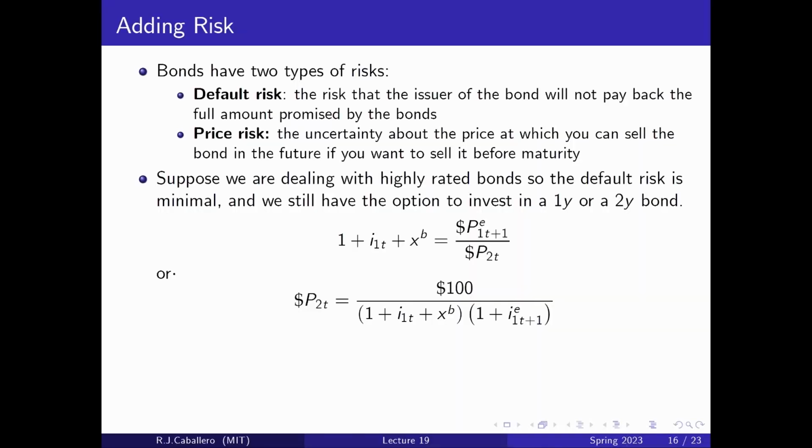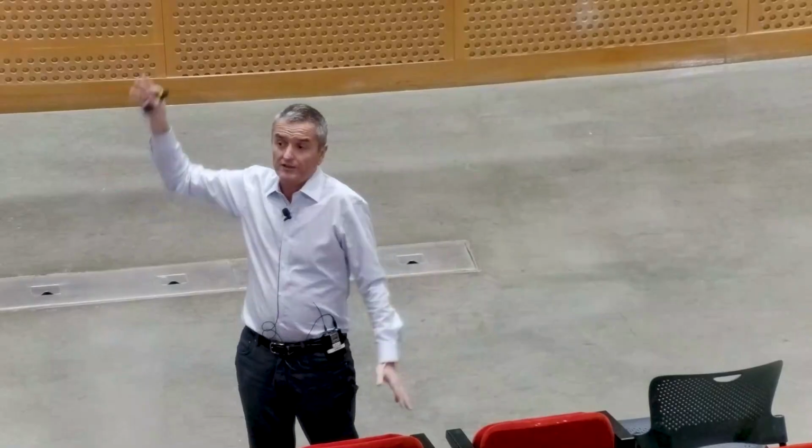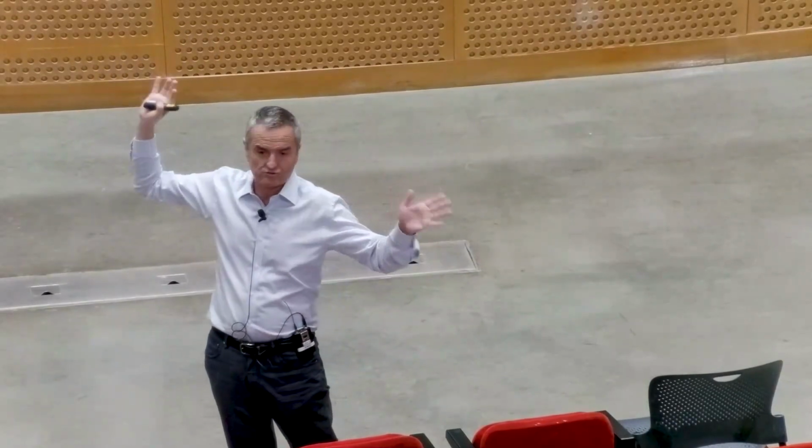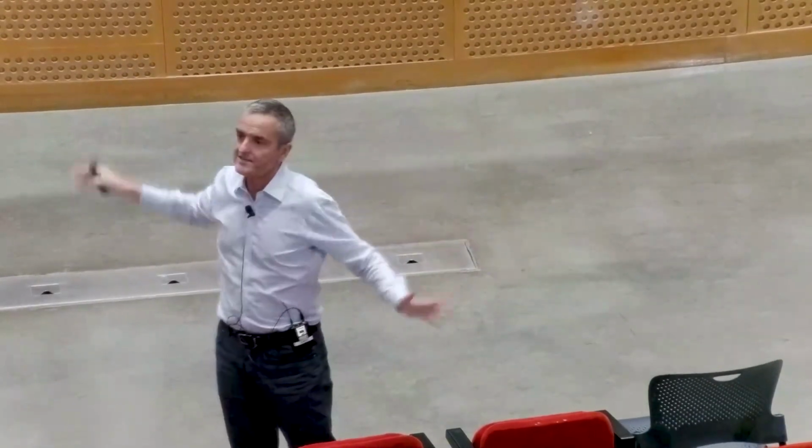If you invest in your 1-year bond, there's no price risk. You're going to get your coupon and your face value of 100 at the end of the year. That's it. If you go through a 2-year strategy, there is a risk there because you don't know exactly what the price of the 1-year bond will be 1 year from now. And there's a risk there. We are not looking at what risk-averse investors do and so on. But in reality, there is such a risk.